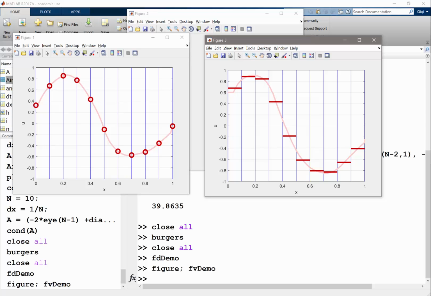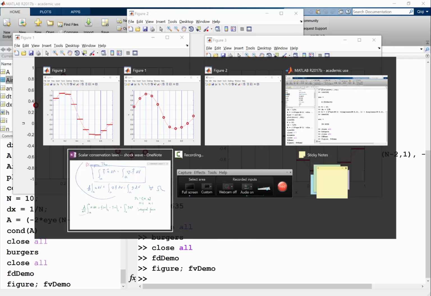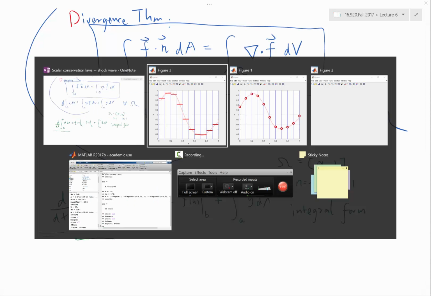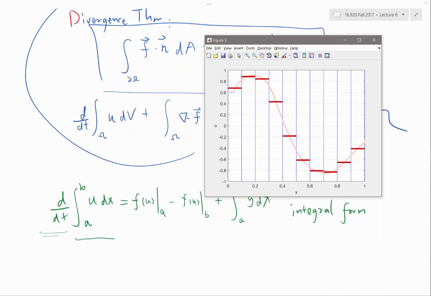And now we start to see why. Because the volume averages are closely related to the integral of a solution over a domain, right? If this is my A and this is my B, the volume average is just the volume integral divided by B minus A, right? A very simple linear algebraic relationship between what we store and what is appearing in the integral form of the equation.